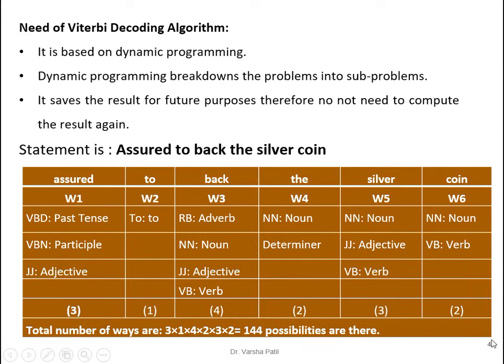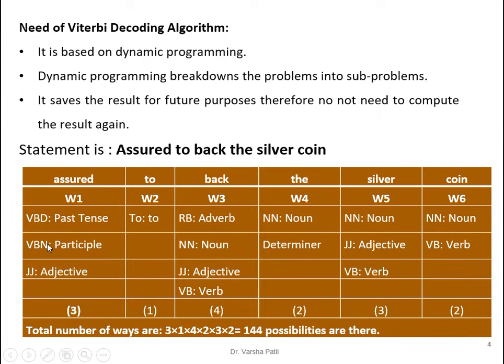This is the total count of part of speech tags. Now we can see that except for the word "to", there is ambiguity in every word. The first word "assured" contains 3 part of speech tags, "back" contains 4, "the" contains 2, "silver" contains 3 and "coin" contains 2. Now the total number of ways is 3 into 1 into 4 into 2 into 3 into 2, so we require multiplication, and 144 possibilities are there.